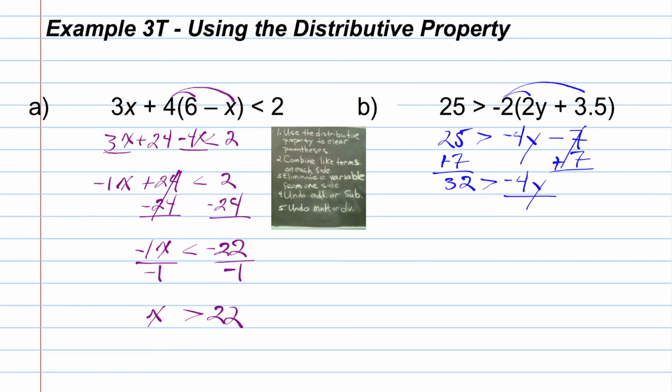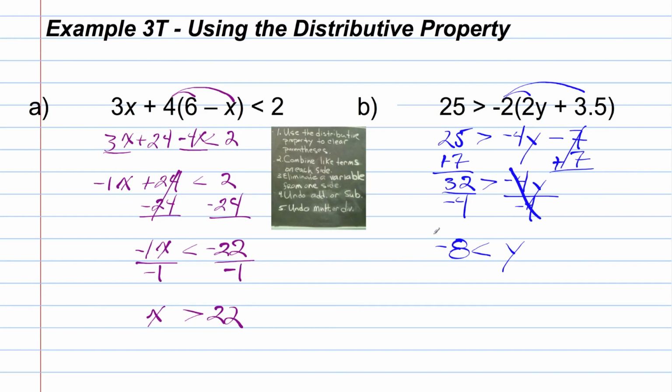So I need to divide each side by negative 4. We're on the 5th step here, undoing multiplication. When dividing by negative 4, on the right, the negative 4s cancel out, leaving us y. I switch the inequality because I divide both sides by a negative, and on the left, 32 divided by negative 4 is negative 8.